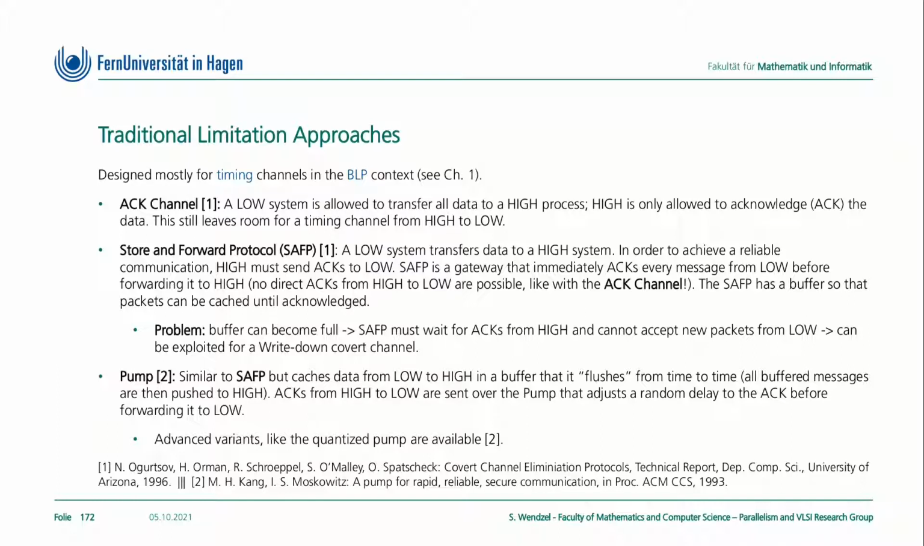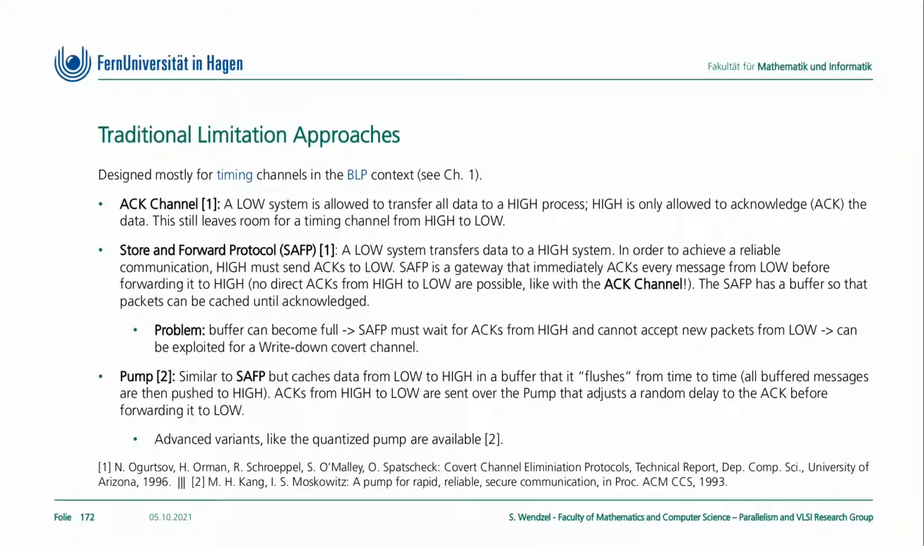blind write-up, aka one-way link. So we have here the ACK channel, where the idea is that the low system is allowed to transfer all data to the high process, like the blind write-up, but high is only allowed to acknowledge data. That means we have reliability, and this still leaves room for a timing channel because high can send ACK or not, and this of course allows an attack where a one-bit channel is feasible, or even the rate of acknowledgements could be modulated.